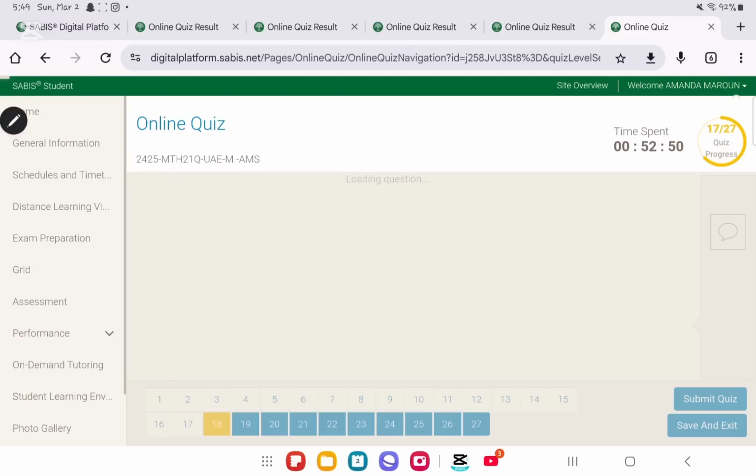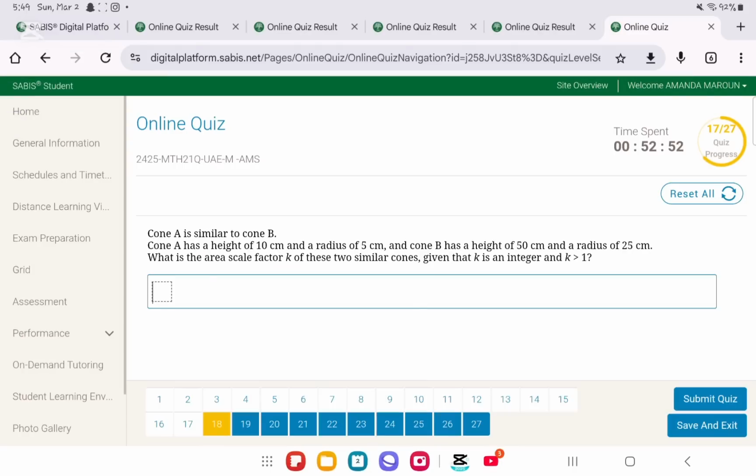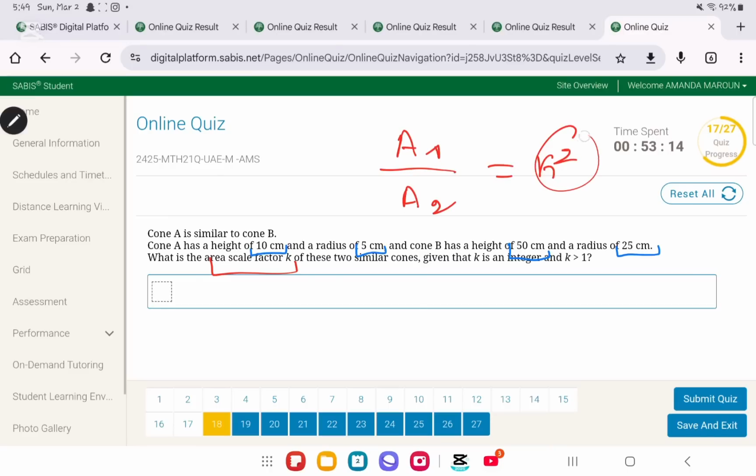We move on to question number 18. Here we have cone A and B are similar. Cone A has a height of 10 centimeters and a radius of 5 centimeters. B has a height of 50 centimeters and a radius of 25. They need the area scale factor K. As we said before in the periodic quizzes, the area scale is area 1 over area 2 being K to the power of 2. So when they say area scale, they need K to the power of 2, not K. So we are given what?